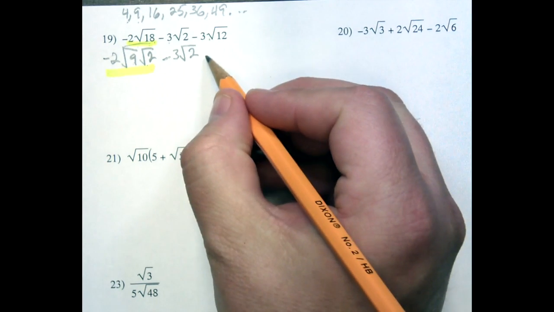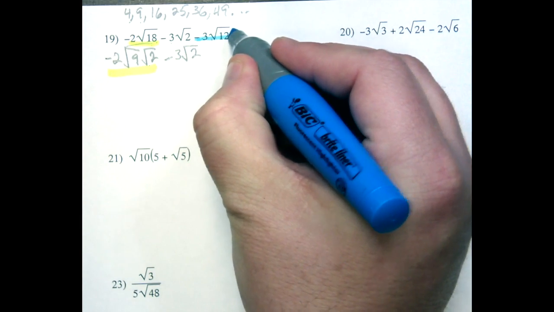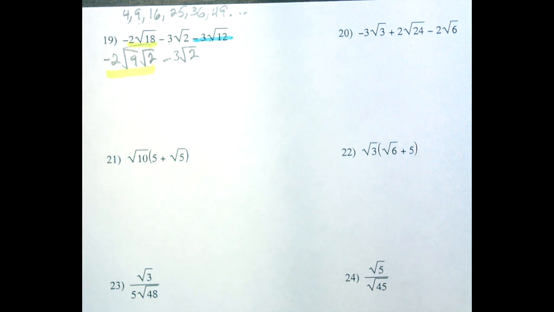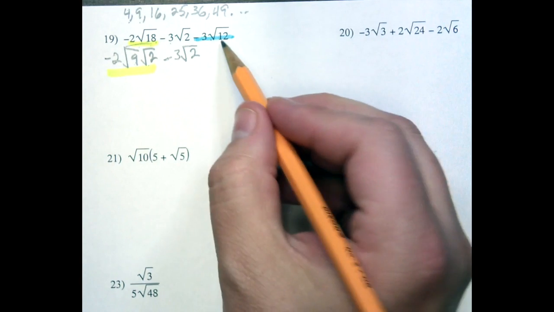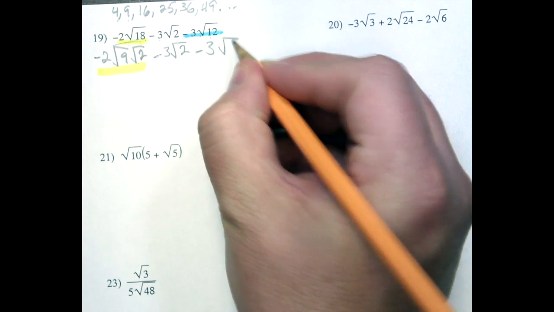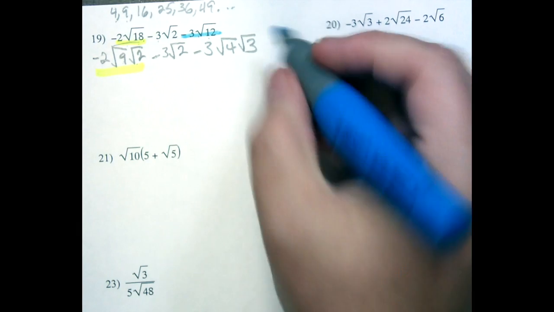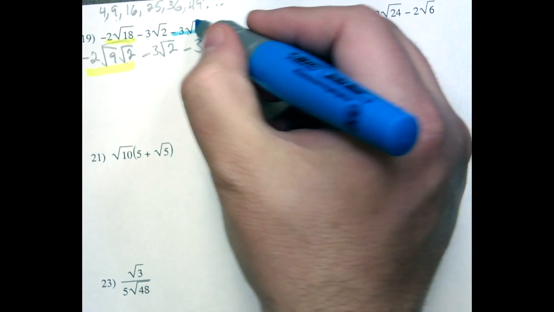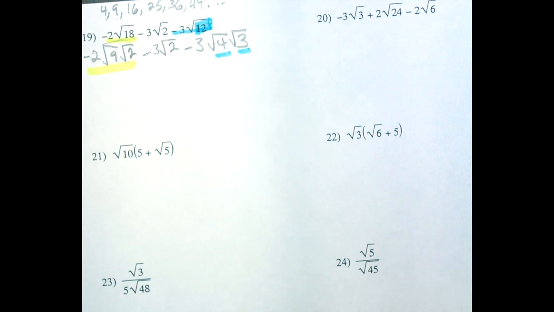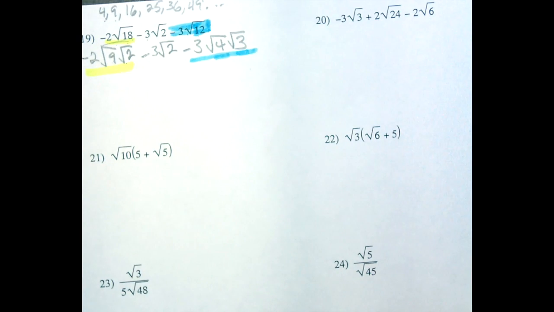Now let's do the third term. This third term, this negative 3, does 4 go into 12? So I could think of this as negative 3 times the square root of 4 times the square root of 3, because 4 times 3 is equal to 12. And we just carry on and just put the negative 3 down there. So these two things highlighted in blue are the same, just written a little different.